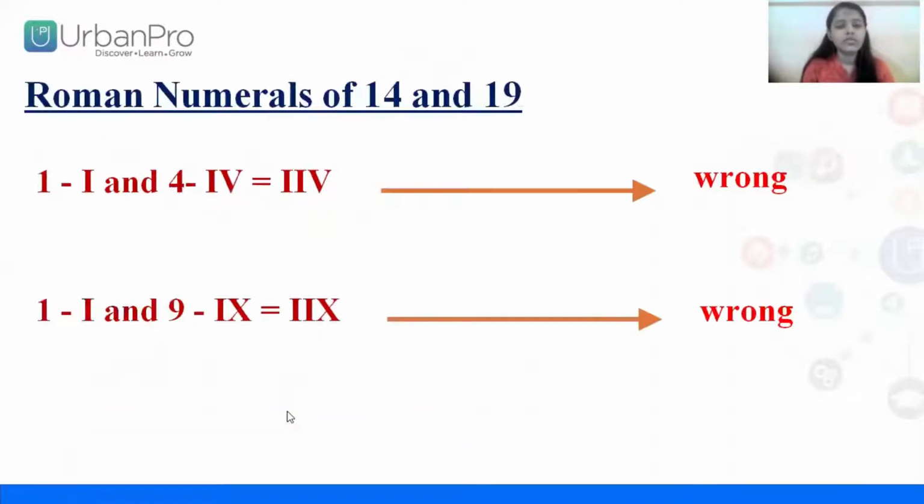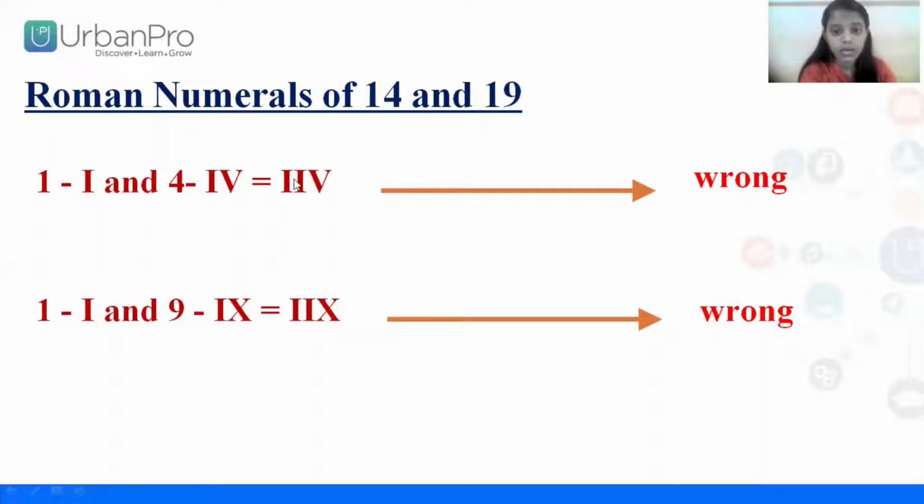So now we can move on to some examples. Here I'm going to teach you the Roman numerals of numbers 14 and 19. So see, this is the usual method we follow. If you don't know Roman numerals, we just know that the number 10 is X and 4 is I V, right? So then we combine and write X I I V. But that is wrong. Keep in mind, what is the rule here?